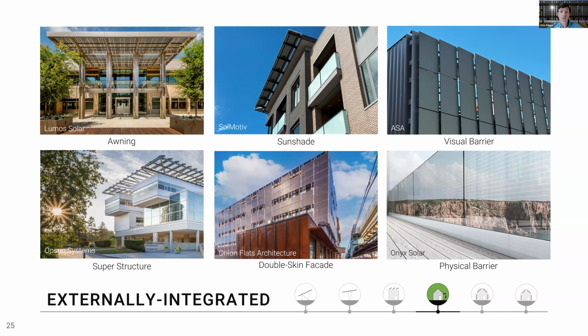Specific applications for externally integrated PV could be a building awning that expands a building's footprint, sunshades installed as part of a building's facade that can block sunlight directly from entering windows or glazed areas during the summer months, but allow the low-angle winter sun to heat the space. Visual barriers such as mechanical screen walls offer an excellent opportunity to integrate solar within a barrier.